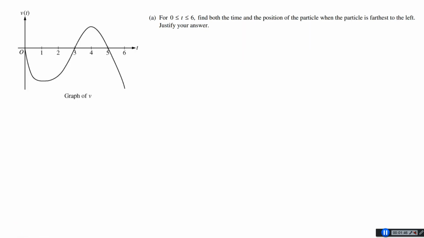So first, for 0 less than t less than 6, find both the time and position of the particle when the particle is furthest to the left. Okay, so furthest left, that sounds like an optimization problem. If you remember from back when we did optimization, we have to check critical points and endpoints. So critical points and endpoints have to be checked.